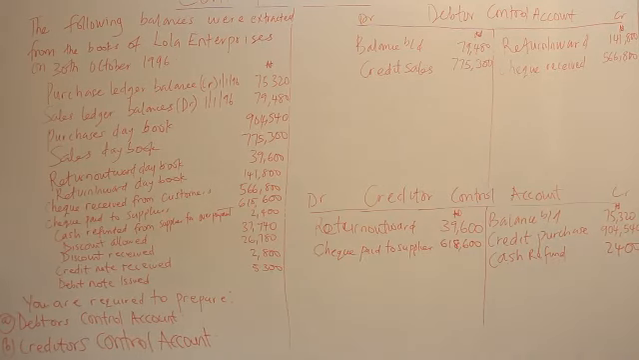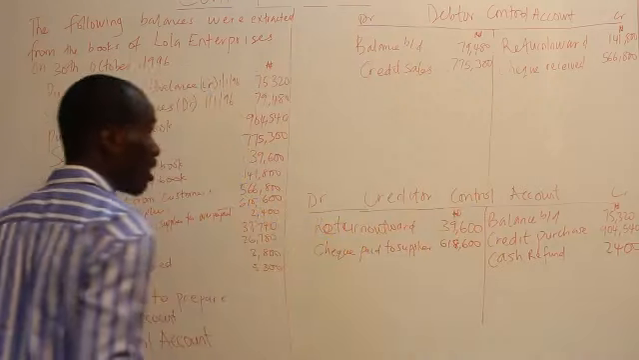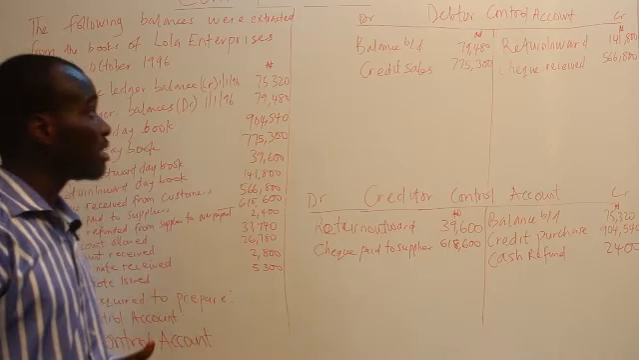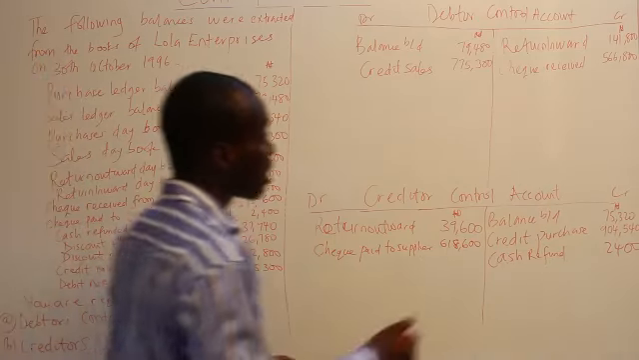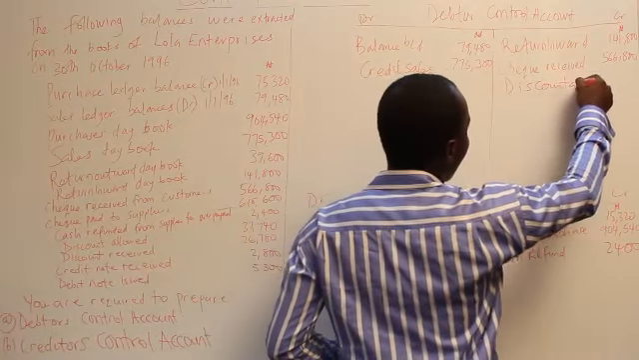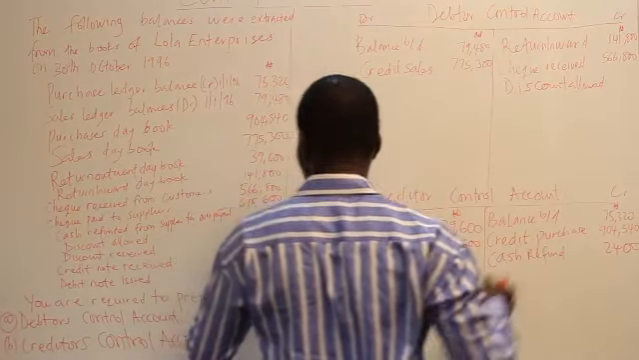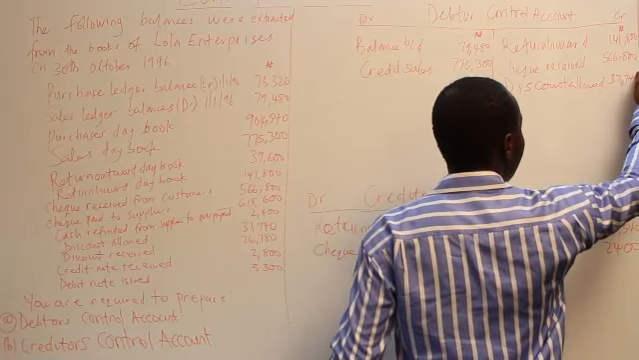So the next thing we have is discount allowed. That means discount is being given to the customer. Once this discount is allowed to the customer, the personal account of the customer will be credited. That means the debtor control account will be credited. So we have discount allowed. I'm going to credit this. By how much? Discount allowed is 37,740.